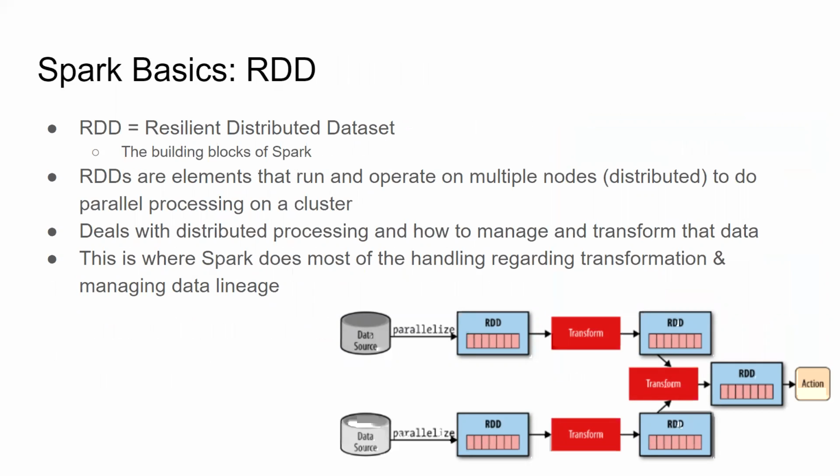Hi, so another Spark basic we should know is what RDDs are. RDD stands for Resilient Distributed Dataset, and it's essentially the building block of Spark. These are pretty much elements that run and operate on multiple nodes. You can look at our visual at the bottom. We have our RDDs, which are pretty much like the data sets. RDDs deal with distributed processing and how to manage and transform that data. This is where Spark does most of the handling regarding transformation and managing data lineage. There are a couple operations we can use in RDDs, transformations and actions, which are on the next slide.